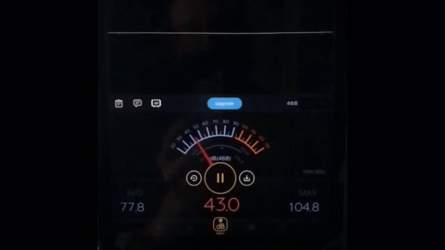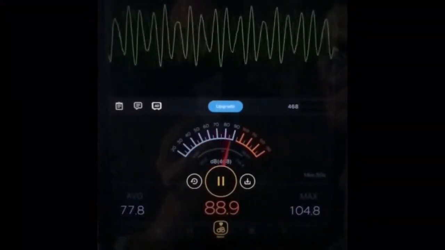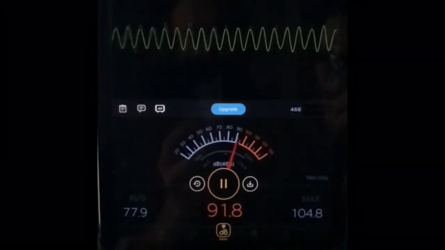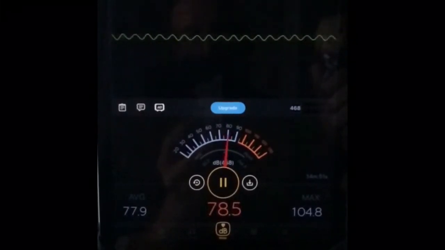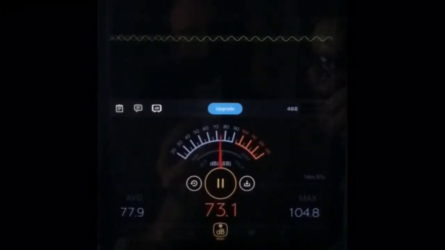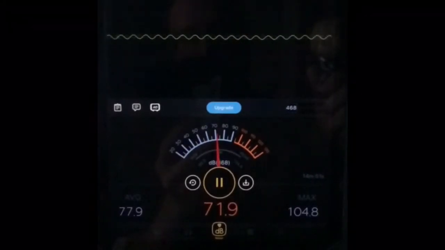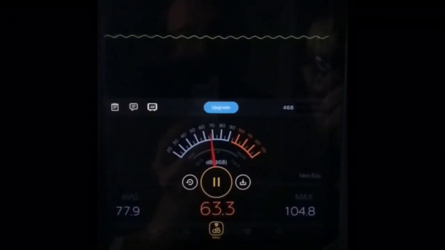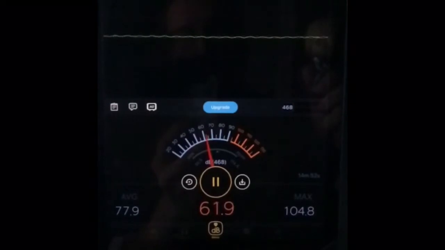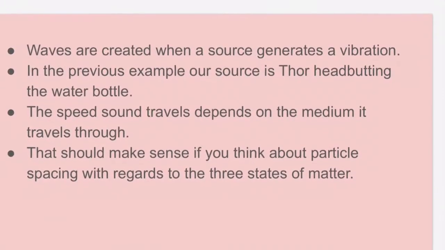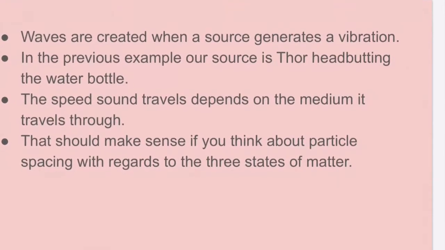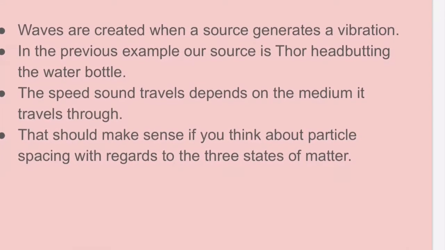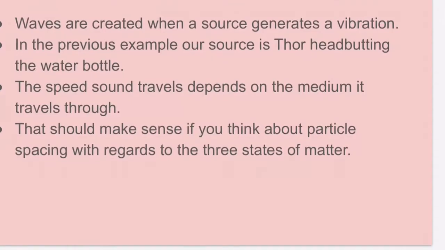So what we're looking at here is a graphic representation of the sound when Thor headbutts my water bottle. The speedometer looking device at the bottom measures the decibels, or how loud that sound is. And then if you look at the top, you can actually see the sound waves. Now remember, waves are created when a source or a force generates a vibration. In our case, that vibration or source was Thor's head headbutting the water bottle.